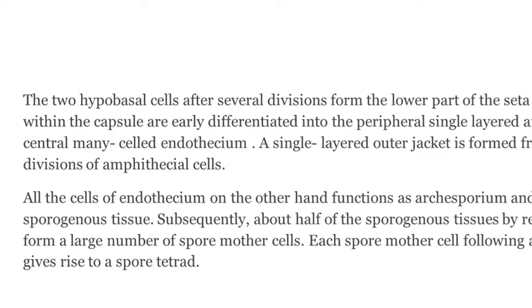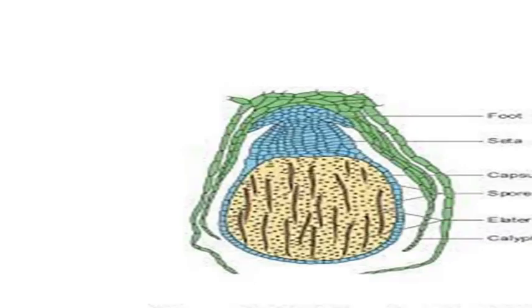So you see, the main parts of the sporophyte are the foot, seta and the capsule. These are the three main parts seen in the sporophytic stage of Marchantia. The foot and seta are developed from the lower basal cells, and the capsule is developed from the upper basal cell. The upper basal cell forms two types of tissues, the amphithecium and the endothecium.